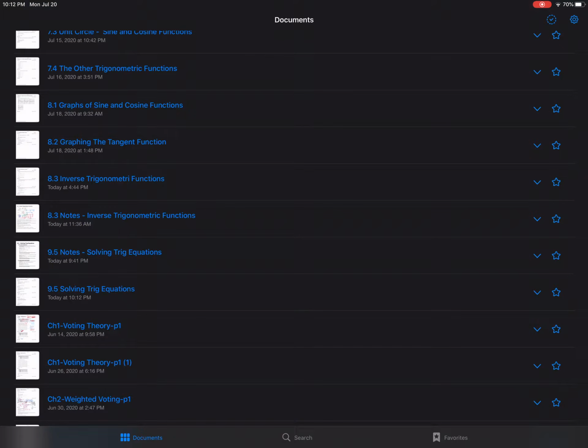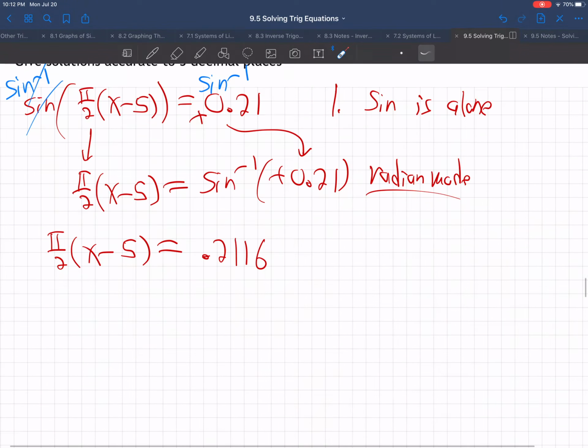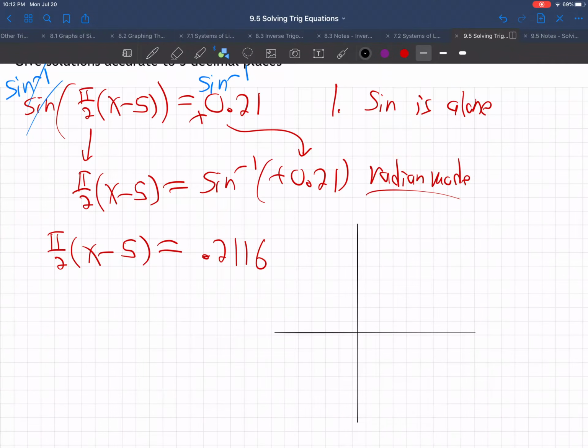So let's go back. So in other words, what those notes are saying is that when we do the quadrants here, and we do the 0.2116, this is a first quadrant answer. So we can put that there in the first quadrant. 0.2116. That's how far from 0 in the first quadrant.